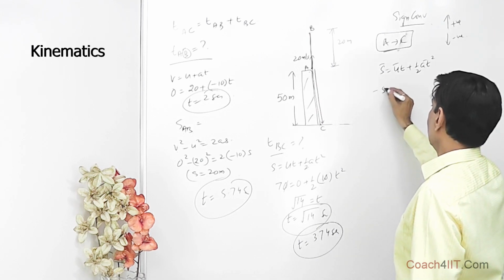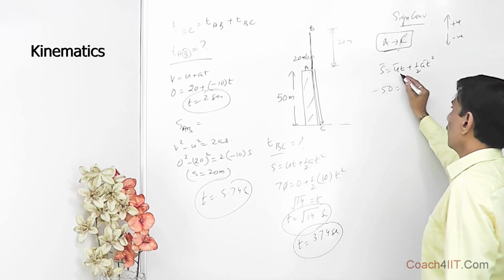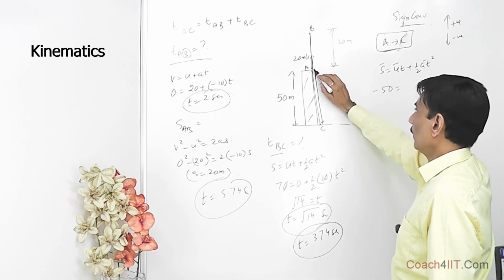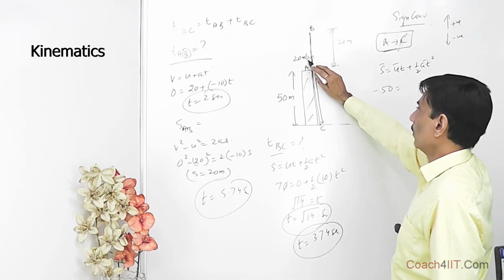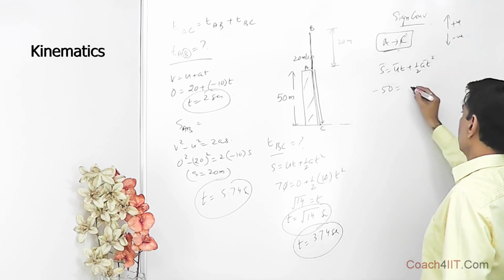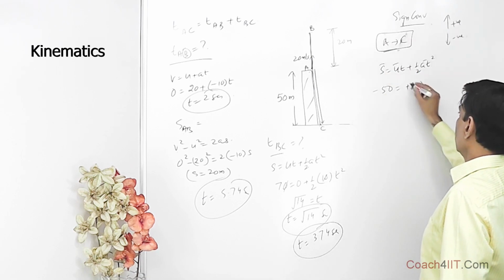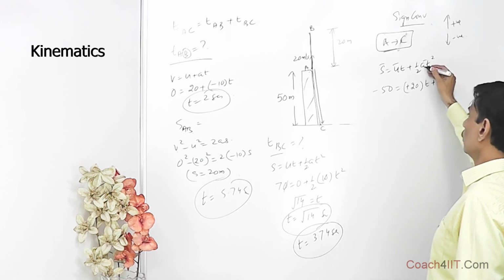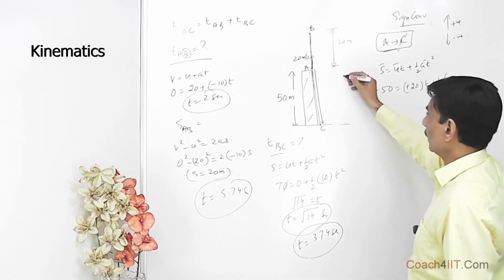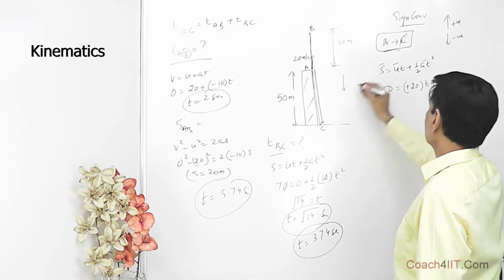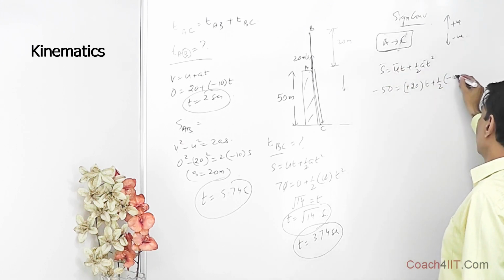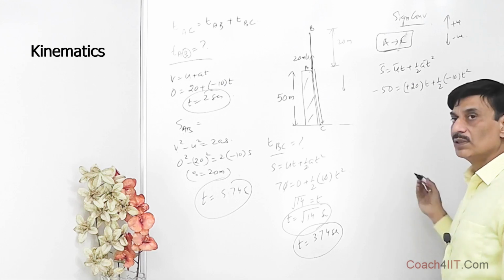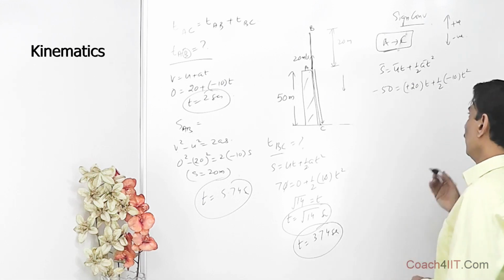So it is going to be minus 50. U, the initial velocity at the point A, what is the value? It is 20 meter per second. In the upward or downward direction? In the upward direction, which is positive. So it is plus 20 t plus half a t square, where a is acceleration due to gravity. In which direction? It is directly downwards, which means negative. So it is minus 10 into t square. This is the quadratic equation we get, and we can solve this.